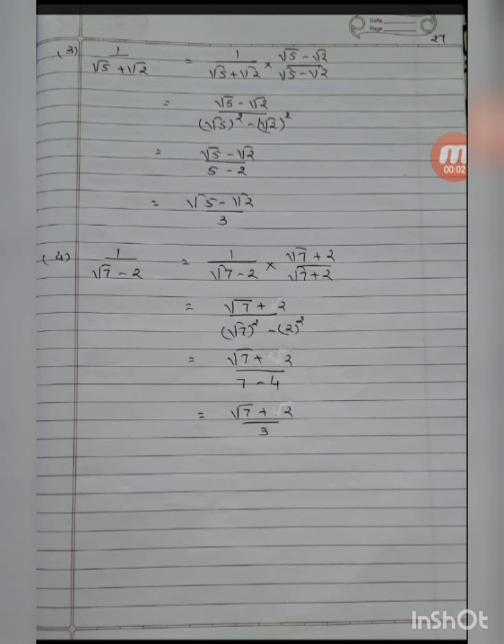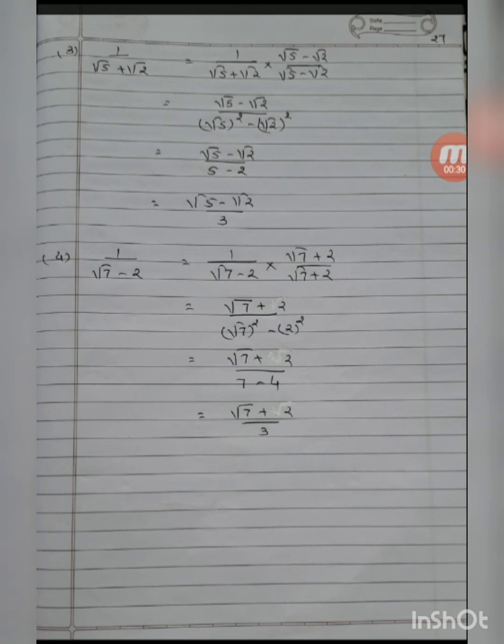Number 3. 1 upon (√5 + √2) is equal to 1 upon (√5 + √2) multiplied by (√5 − √2) upon (√5 − √2), is equal to (√5 − √2) upon (√5)² − (√2)². So, (√5 − √2) upon (5 − 2) is equal to (√5 − √2) upon 3.